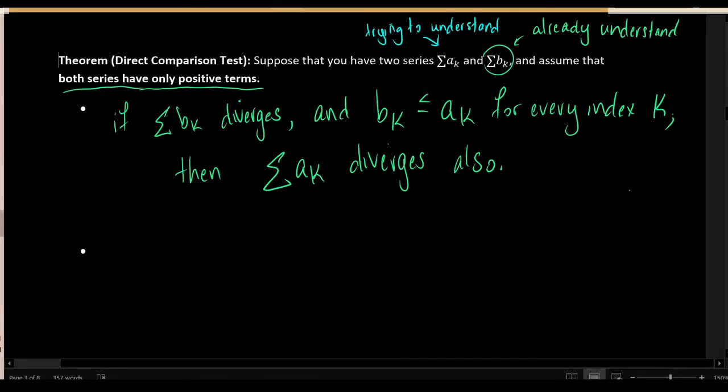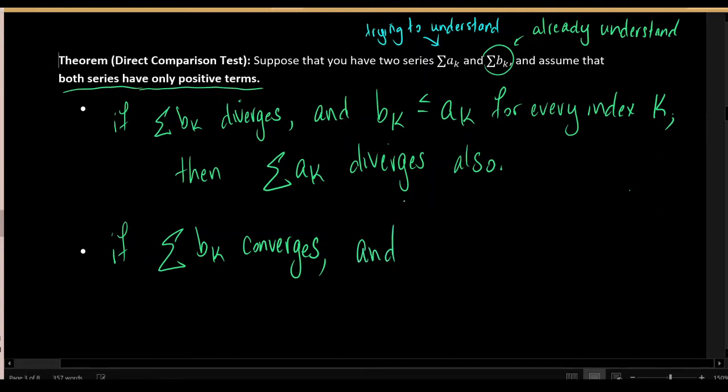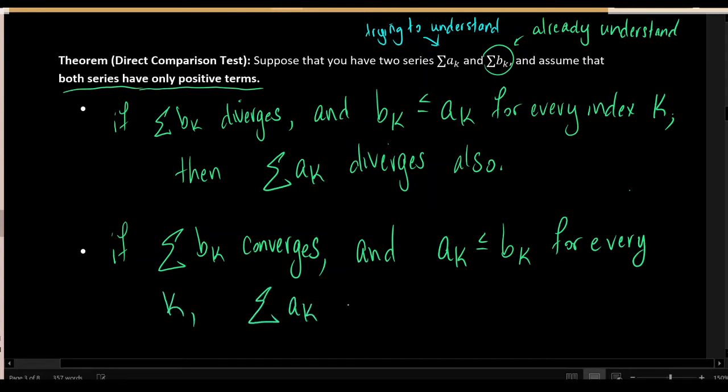Now this test also has a second half, and this is the half that you use if the series that you already understand happens to be convergent instead of divergent. If your comparison series converges, and if the terms of that series are always on top of the terms of the series you're trying to understand, then the series AK has to converge as well.